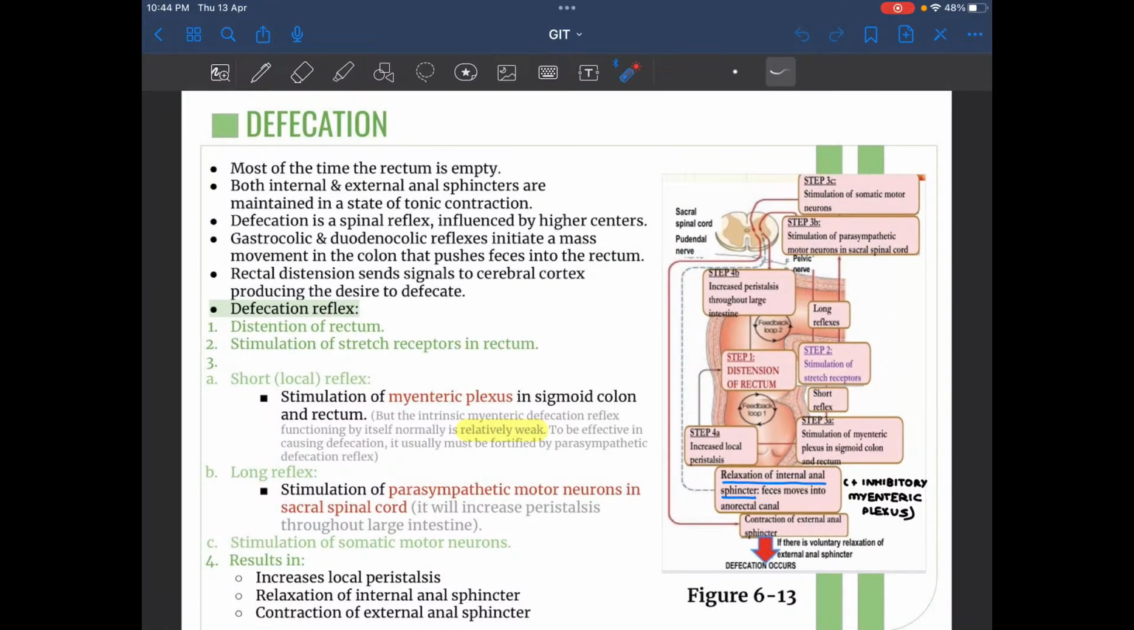But does that initiate defecation? Obviously it does not. Okay, it's very weak. So actually defecation occurs due to a long reflex. Long reflex means that it's going to go to the spinal cord, go to the parasympathetic nervous system.